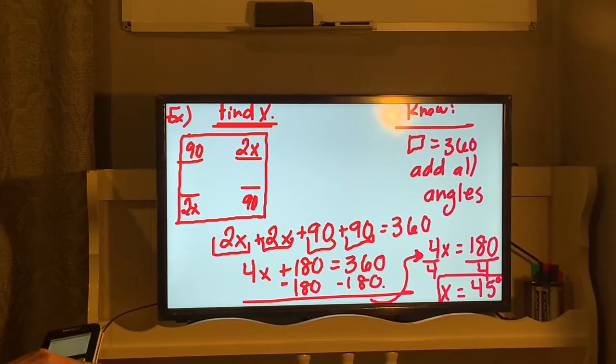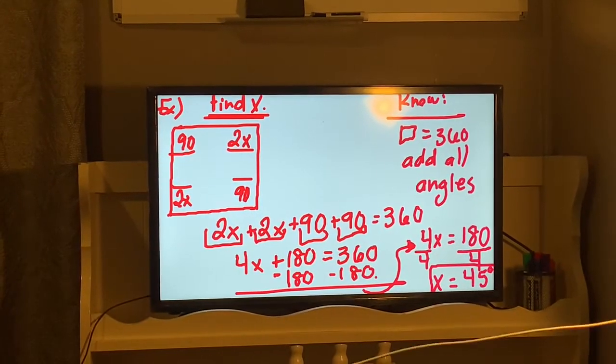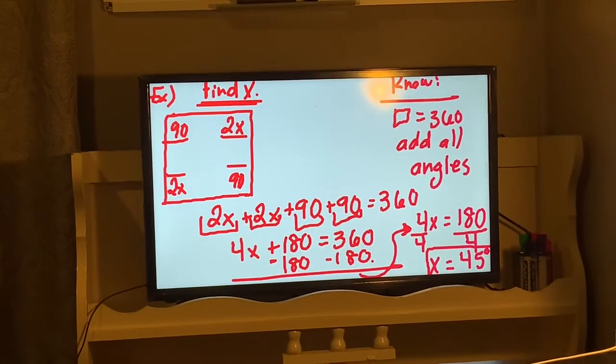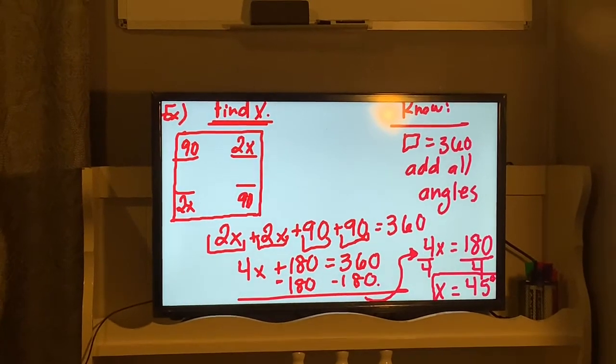So that is all you're doing in your independent practice. Again, you're just defining polygons, their angle measurements, and trying to find what they're asking you for. So make sure you're reading directions.